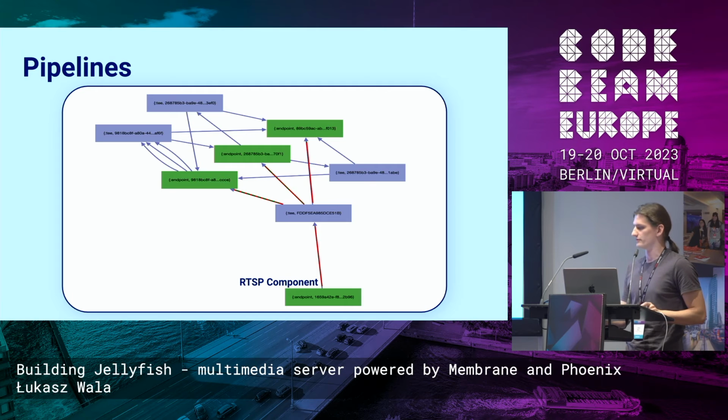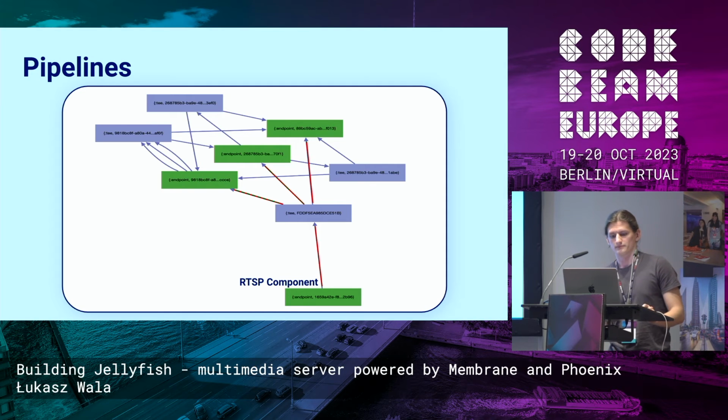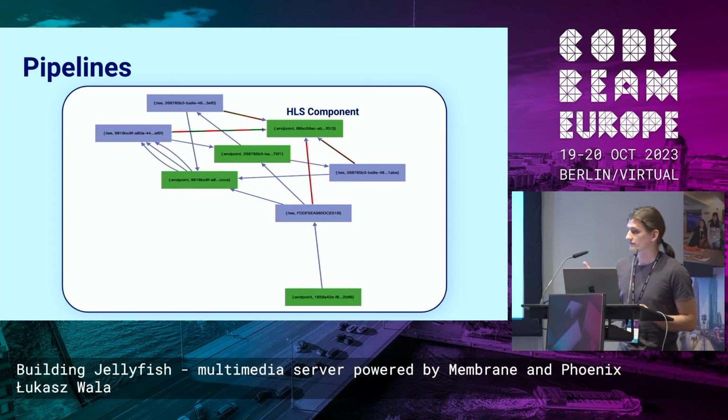This is the RTSP component, and we know that even without looking what's inside, because it only produces media. And the media is then forwarded to all of the other elements. In this case, WebRTC peers and the HLS component. And this is the HLS component. It only consumes media and then creates the live stream that you've seen in the demo.